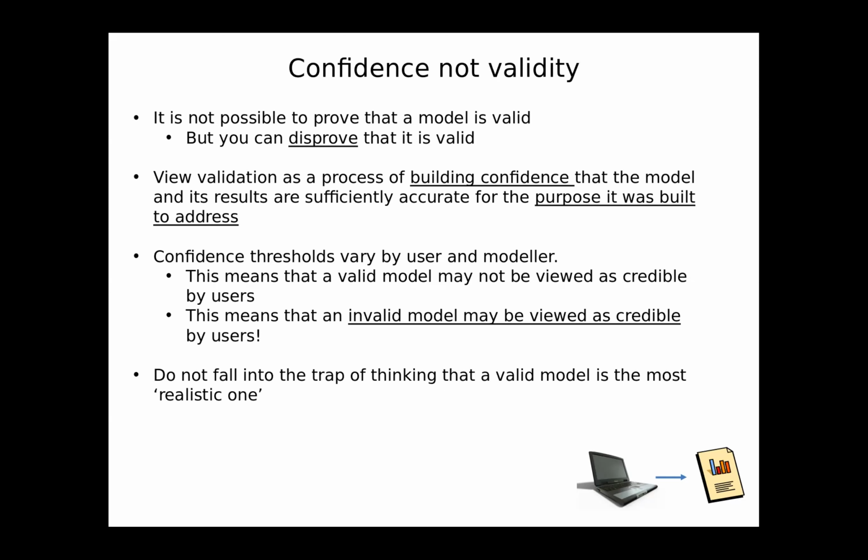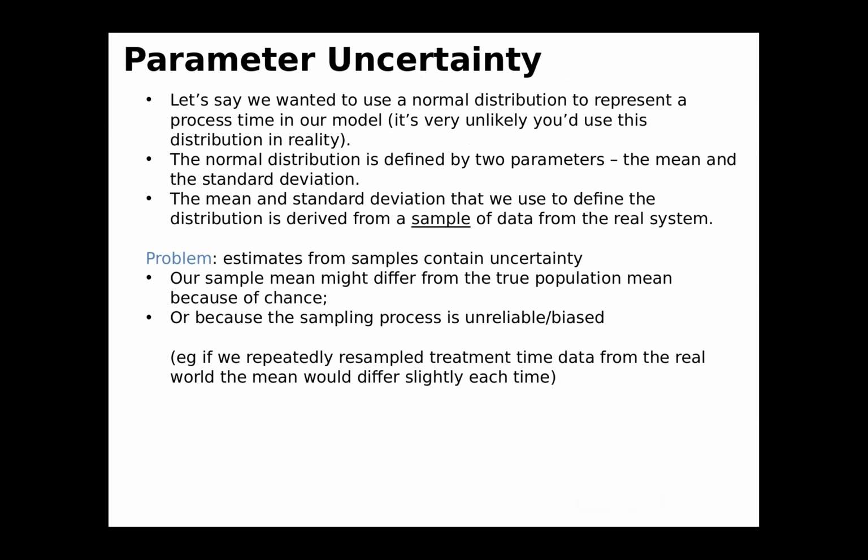Also, don't fall into the trap of thinking that a valid model is the most realistic one. Going back to the earlier point, simple models are often the best, actually. And the final point I want to make is around the issue of uncertainty. So let's say we wanted to use a normal distribution to represent our process time. Though that's unlikely, you would probably use a log normal distribution, but for the purposes of this, the normal distribution is simpler to explain.